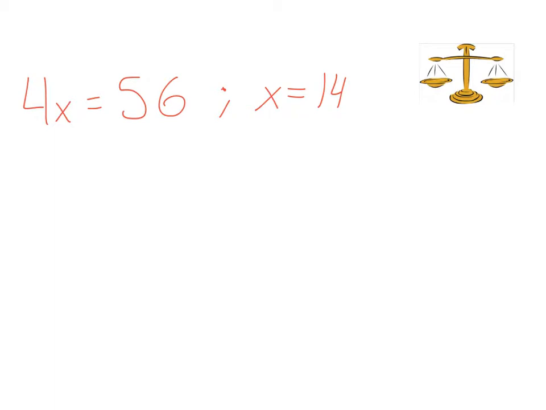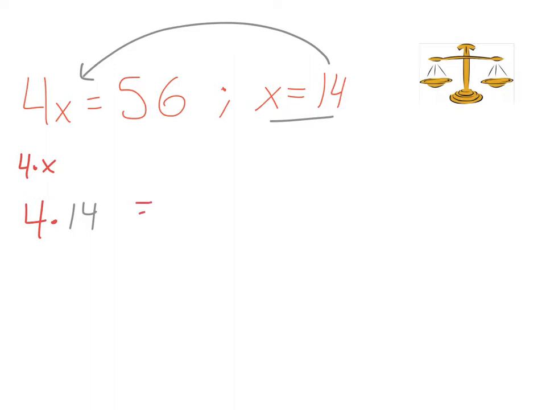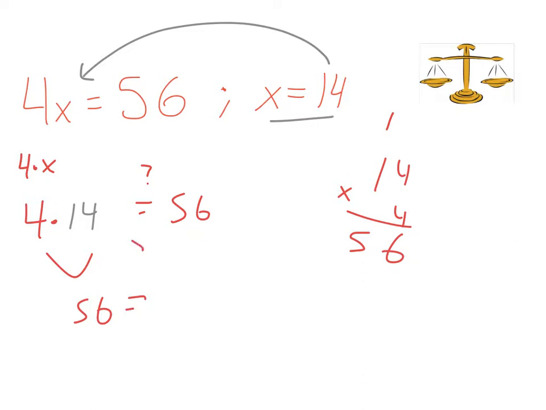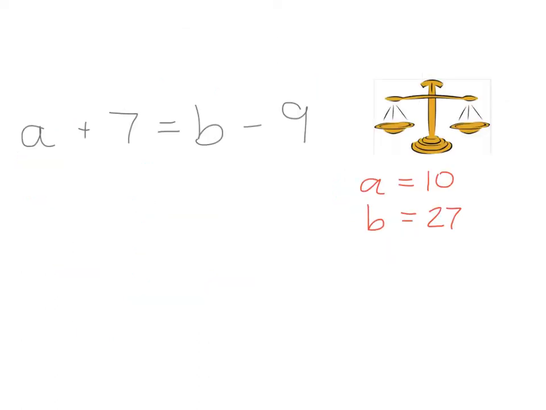Okay, so x represents 14, so I'm going to put a 14 there. Now, what does 4x mean? Well, we need to remember that 4x actually means 4 times x. So we're going to rewrite this as 4 times 14 and ask ourselves, does that equal 56? Well, 14 times 4 is 56. Is 56 equal to 56? Yes, it is. So what do we say? 14 is a solution.